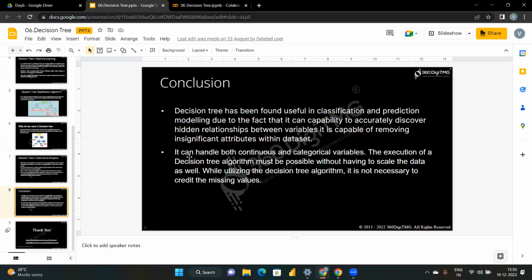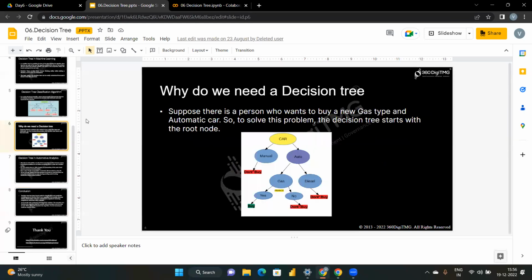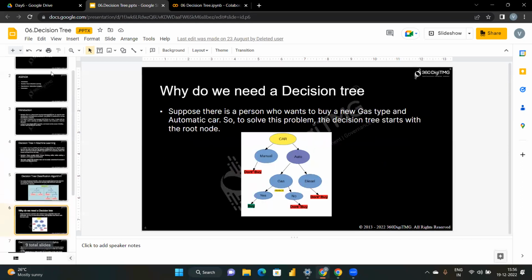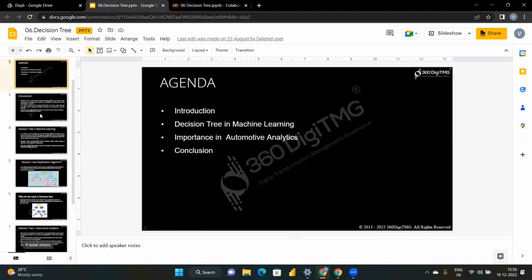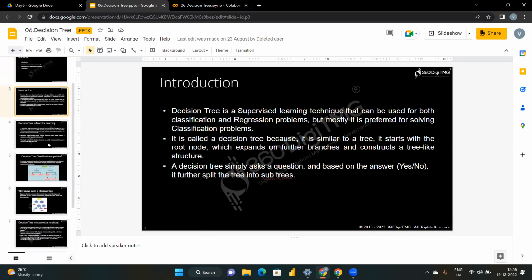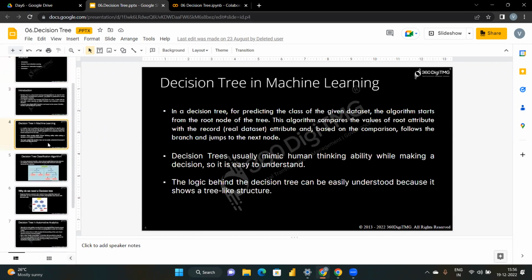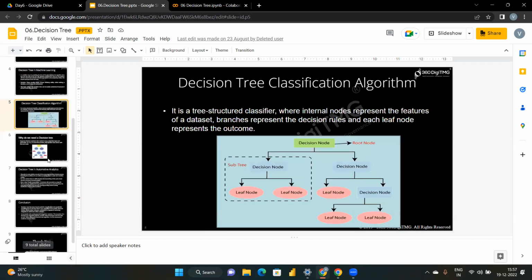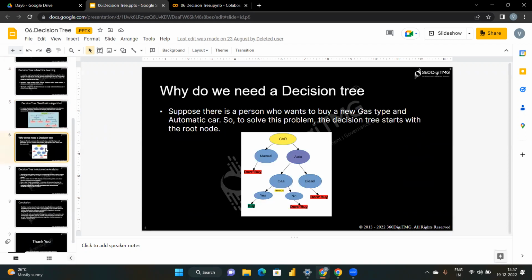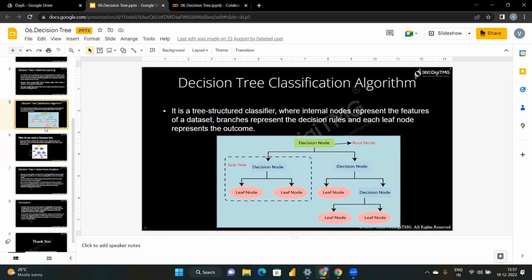So guys, this was all for today's session. We have seen the agenda of our automotive analytics, the introduction and importance of decision trees, decision trees in machine learning algorithms, and the decision tree classification algorithm. Tomorrow's session we will see the decision tree algorithm and why we need decision trees.